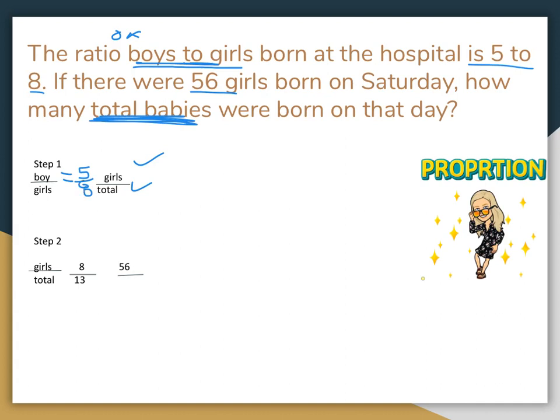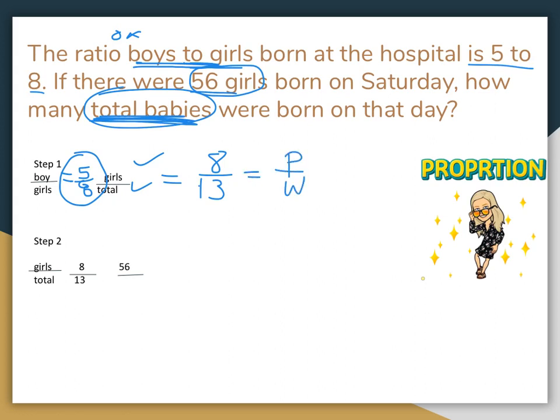But then we change it around. The question is talking about girls and total babies. So when we have 8 girls, how many total babies do we have? I simply just add these two together to get 13 total babies. So now I have the part-to-whole relationship that I need to solve the problem. Okay, so here we go.